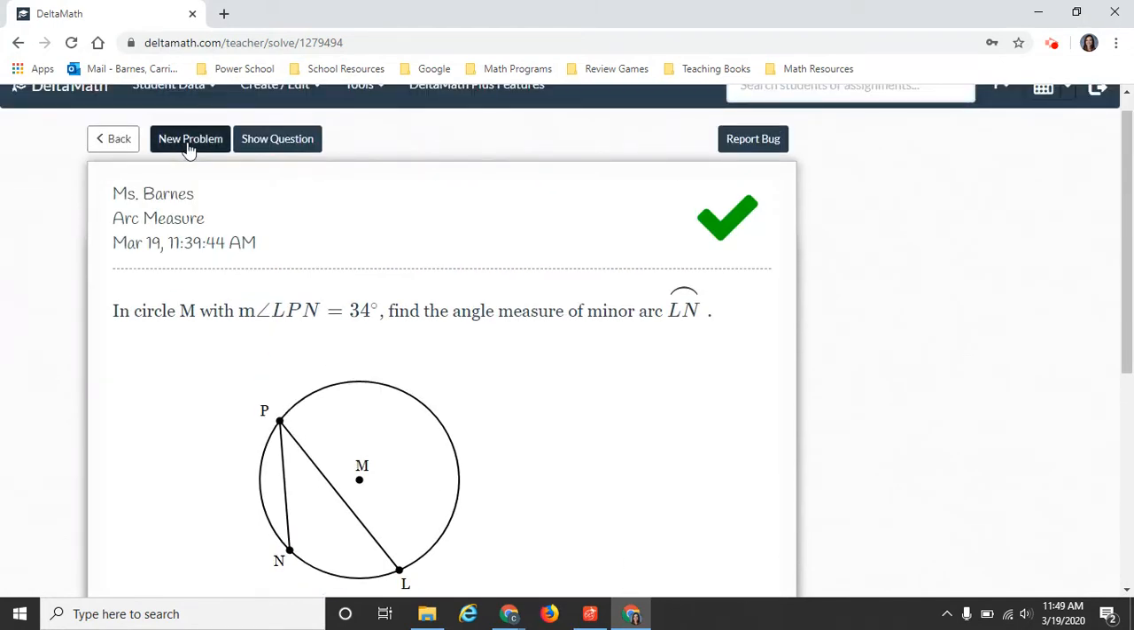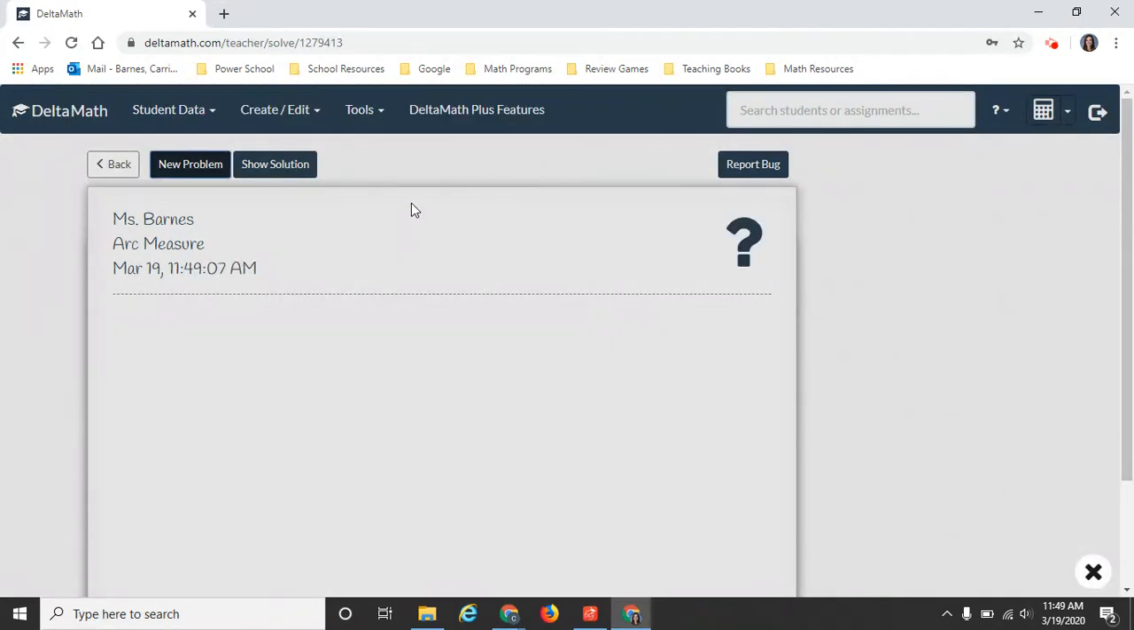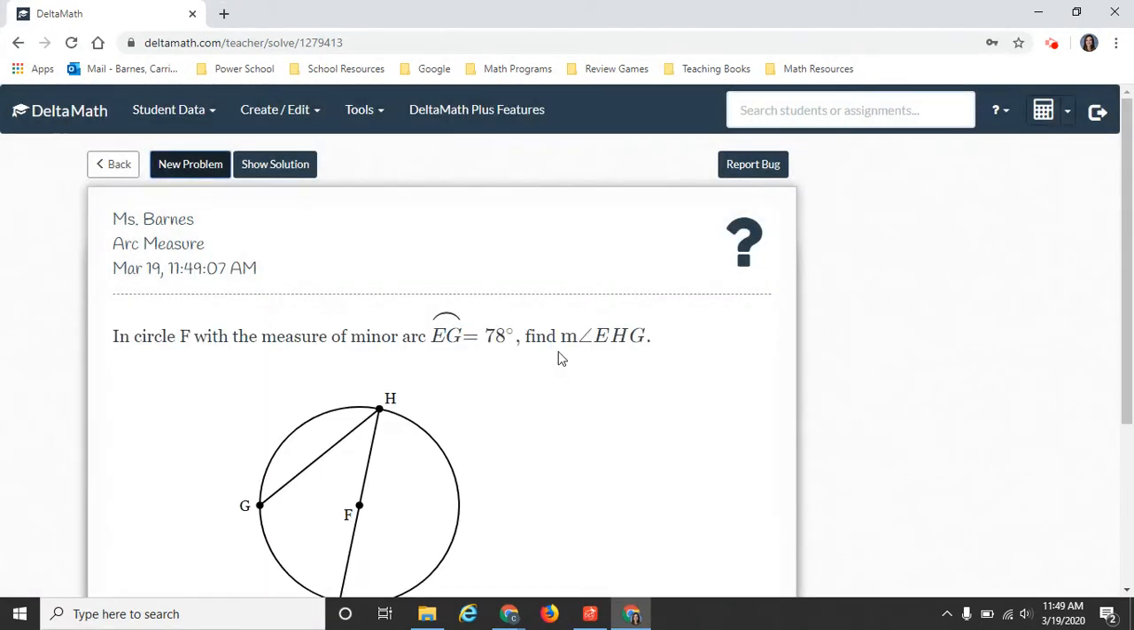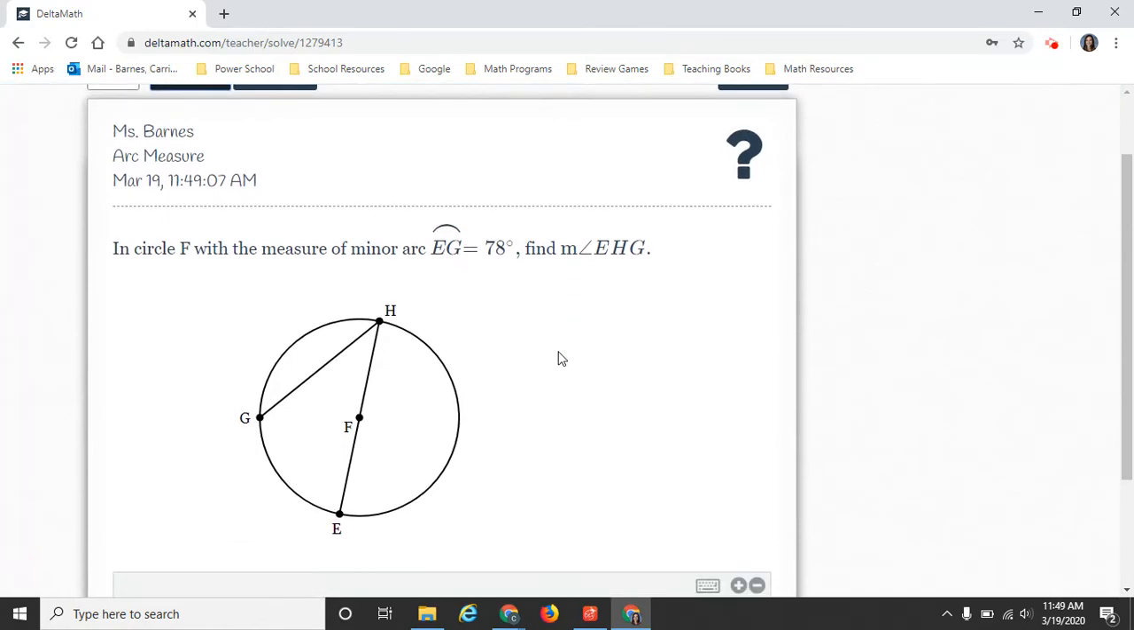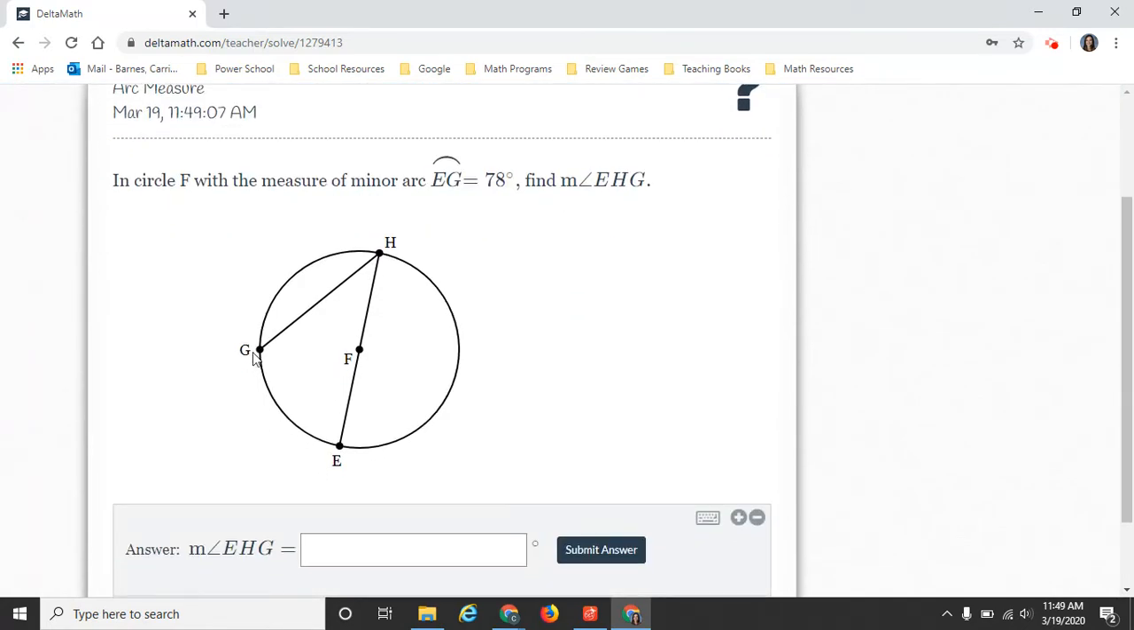Okay, let's look at another problem. All right, this one is saying, given arc EG is 78, find the measure of the angle. So the angle is going to be half of the arc. So we'd say 78 divided by 2, which is going to be 39.